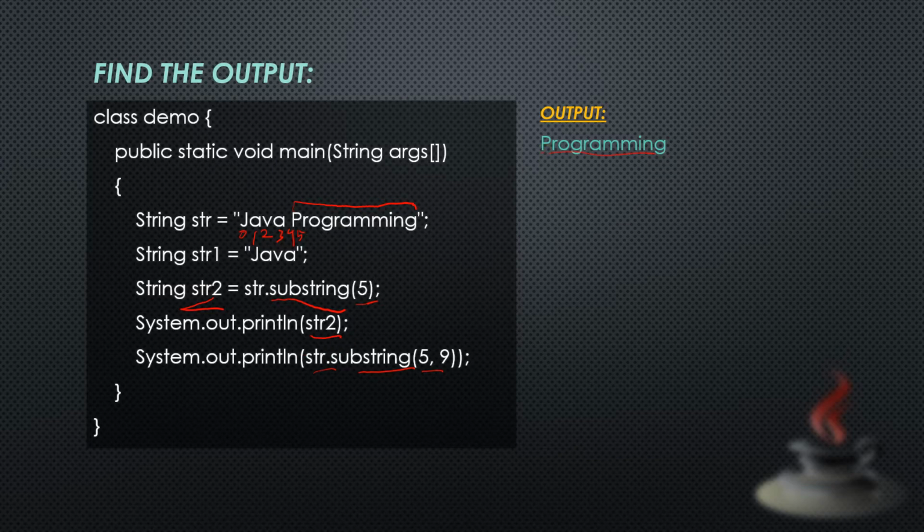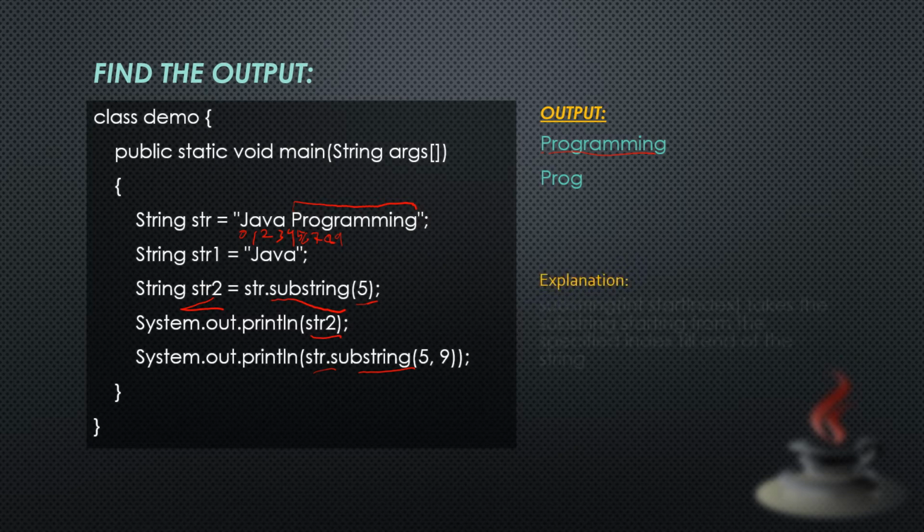Similarly, substring with two arguments, 5 comma 9: the first is the starting index and 9 is the ending index. So the output is PROG, meaning 5 is P, 6 is R, 7 is O, and 8 is G. Then 9 is R, so the output is PROG.